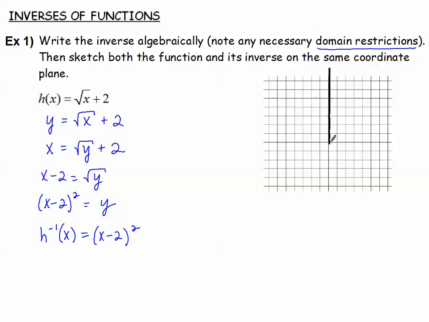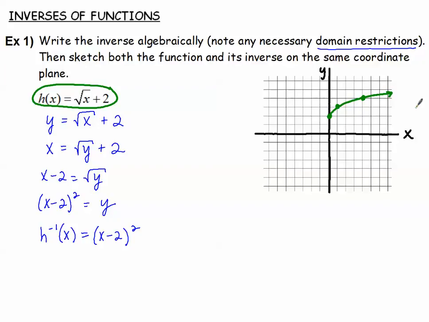If we use our x and y axis here, and we graph our original graph of h of x. This is a square root function, and it's shifted up 2 units. So up 2 units, and the square root of 1 is 1. The square root of 4 is 2. There's a nice quick sketch of our square root function.